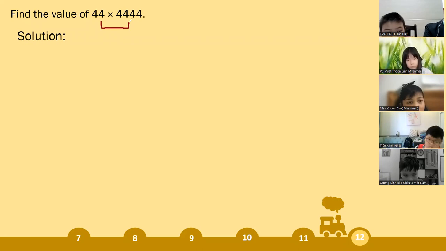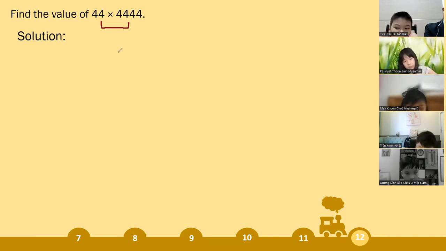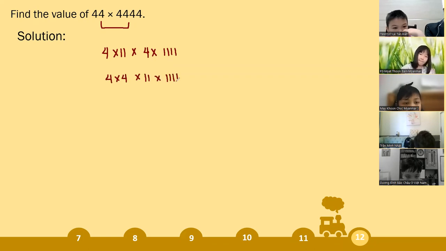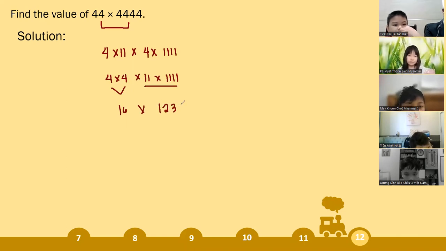You can multiply it directly, but I'll teach you a way how to multiply efficiently. So if you have 44 times 4,444, you know that 44 is just 4 times 11. 4,444 is 4 times 1,111. So if you group them like this, 4 times 4 times 11 times 1,111, you'll get 16 times 11 times 1,111. This one is 1,221, I guess. 1,111 times 11. That's 12,221.